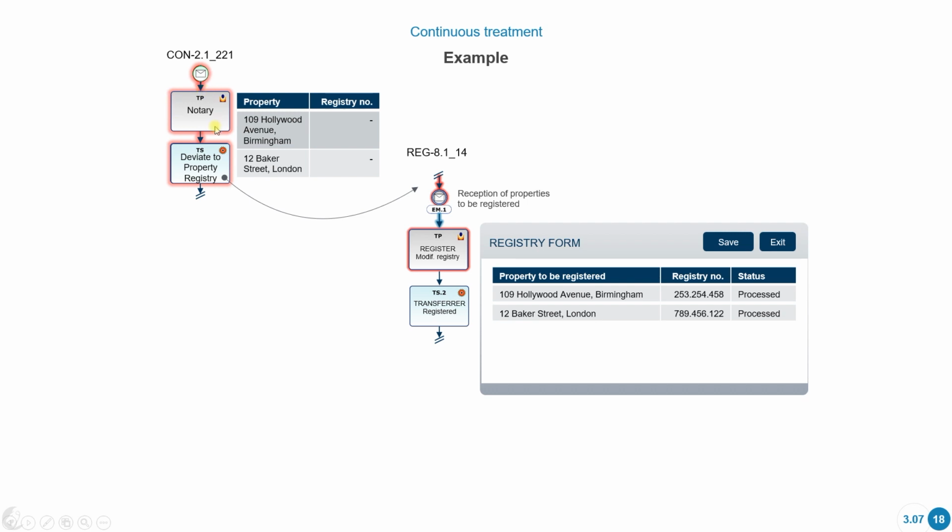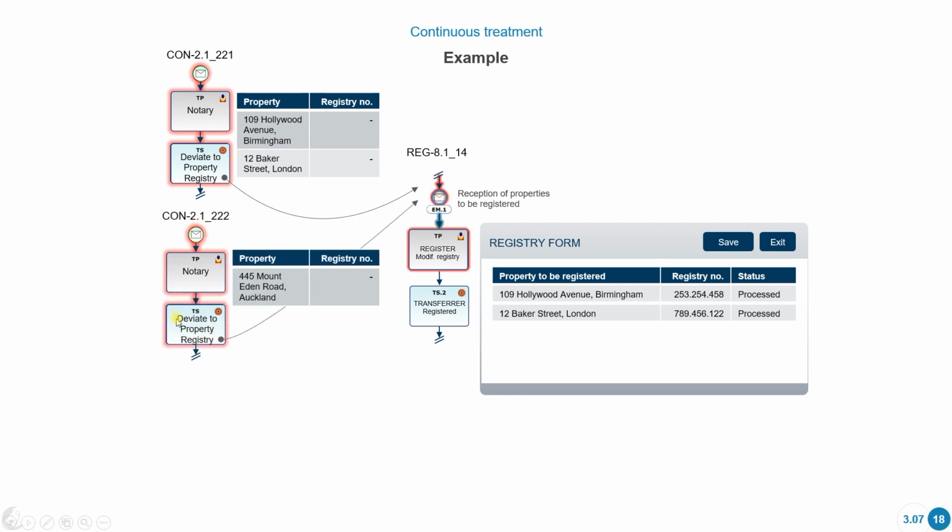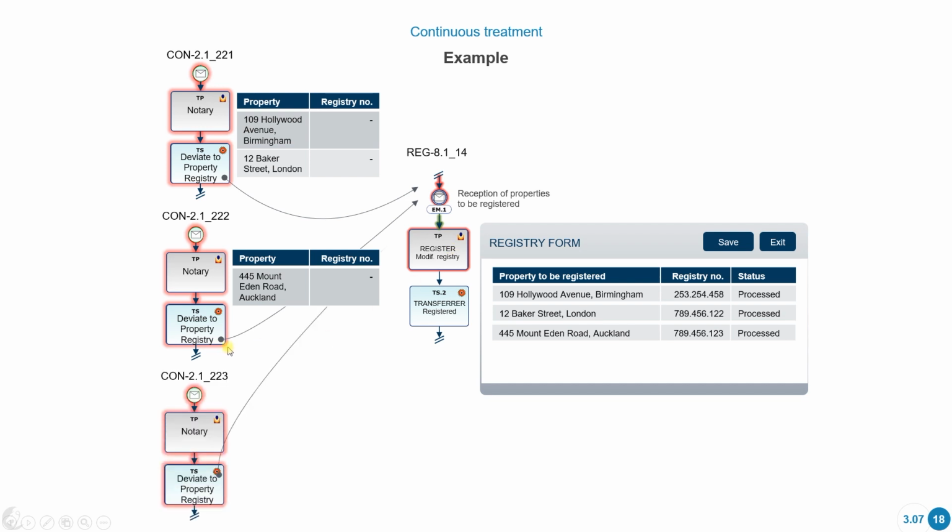Once the contracts have been done and all that, we have to deviate all the information to be able to register it. And this is going to be deviated to another class of process where we have the registry. Now, this intermediate event is always active. So when a new process is triggered, the information is sent to this instance of this class of process. And when another one is created, it continues to send the information.